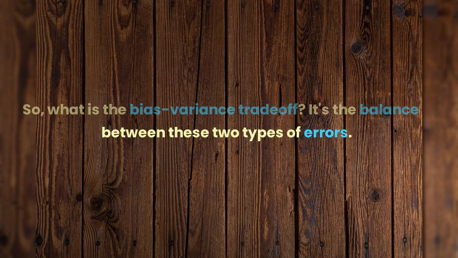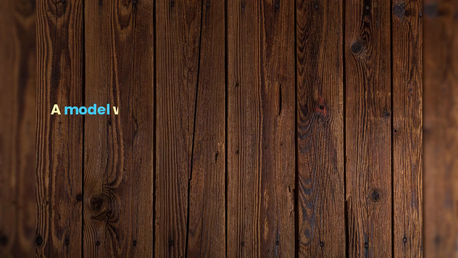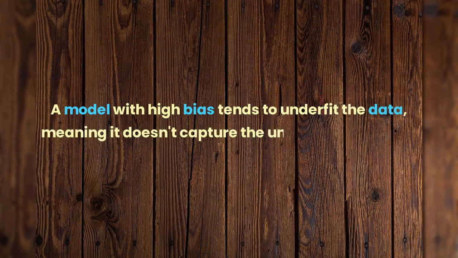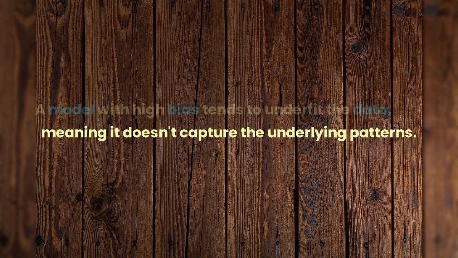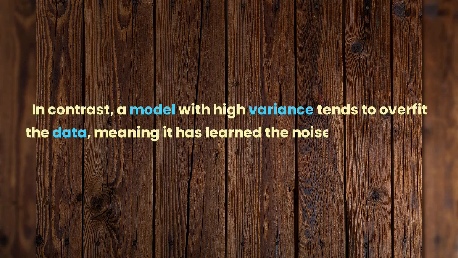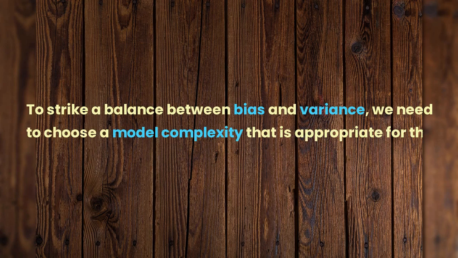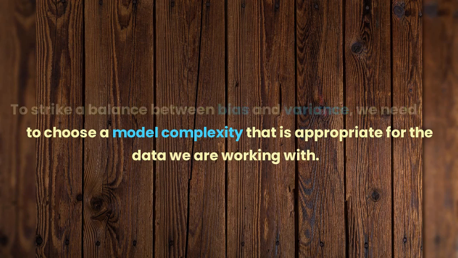It's the balance between these two types of errors. A model with high bias tends to underfit the data, meaning it doesn't capture the underlying patterns. In contrast, a model with high variance tends to overfit the data, meaning it has learned the noise instead of the underlying patterns. To strike a balance between bias and variance, we need to choose a model complexity that is appropriate for the data we are working with.